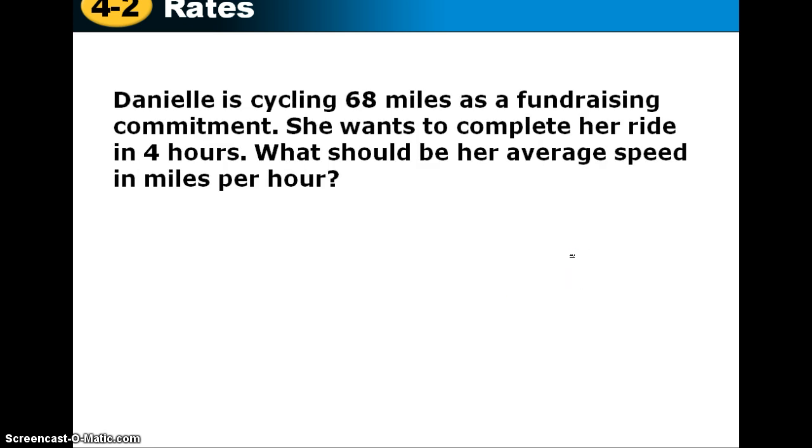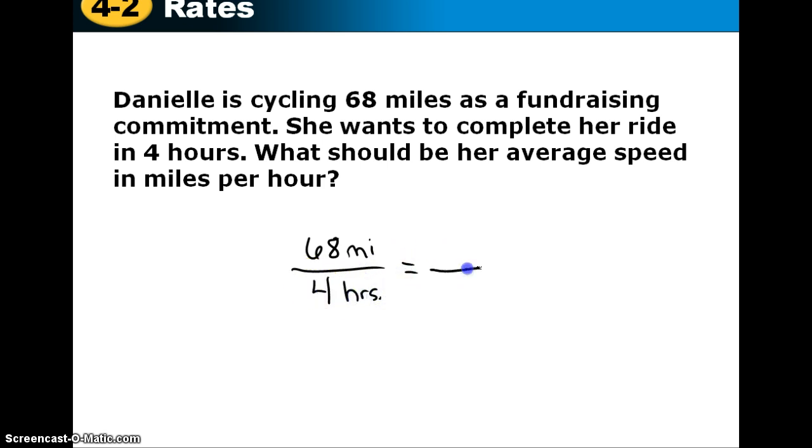Okay, another example. Danielle is cycling 68 miles as a fundraising commitment. She wants to complete her ride in 4 hours. What should be her average speed in miles per hour? And per means 1, so we would put hours on the bottom. So that means 68 miles would have to go on top. 68 miles in 4 hours.